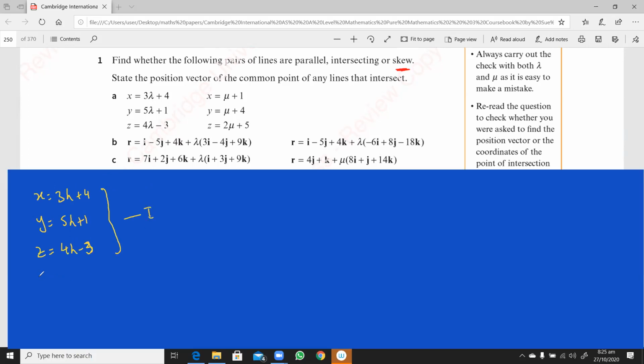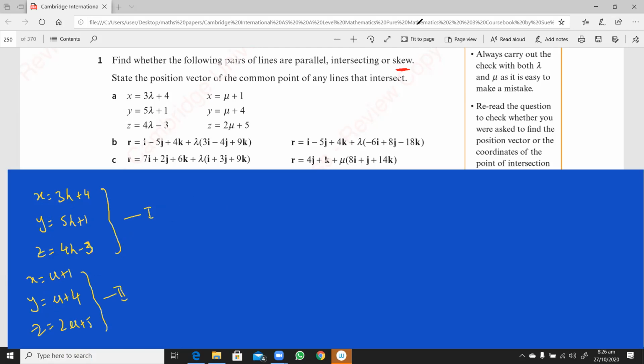And then from the second line, you have x is equal to mu plus 1, you have y is equal to mu plus 4, and you have z is equal to 2 mu plus 5. So this is your second relationship over here. Now from these two relations, you see this is x, this is x. So you will equate x with the x and y with the y and z with the z.